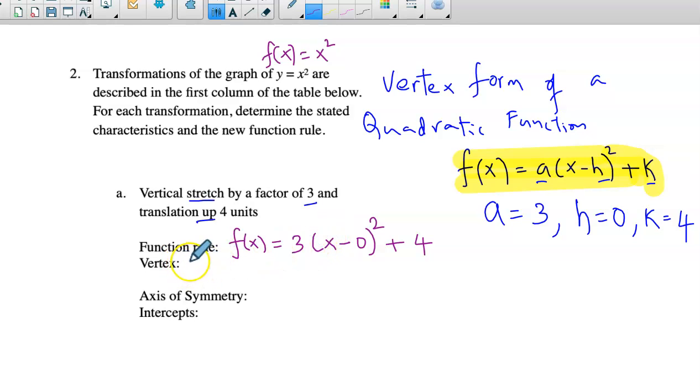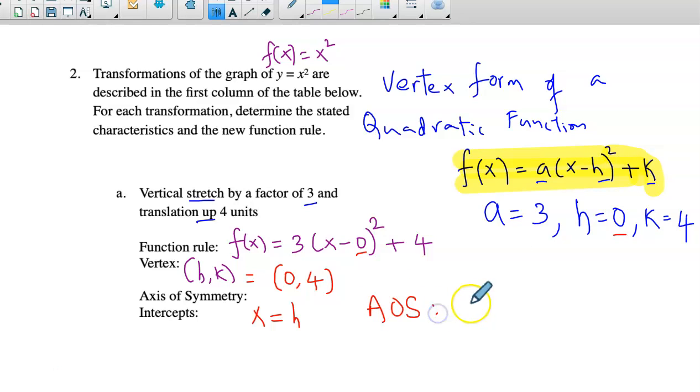Now the vertex, the formula for vertex is (h, k). In this scenario, what are your h and k? h is 0 and k is 4. So (0, 4) is the vertex. Now the formula for the axis of symmetry is x is equal to h. In this case, h is 0. So your axis of symmetry, in short AOS, is x is equal to 0.